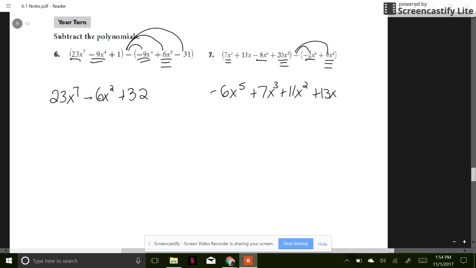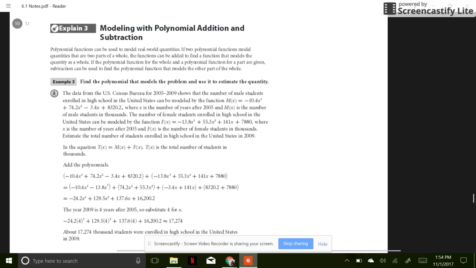gets added in. So again, you have to be very, very careful. Either distribute the negative, make sure you distribute the negative, or you could rewrite it as adding the opposite of that second polynomial. We can do some modeling.